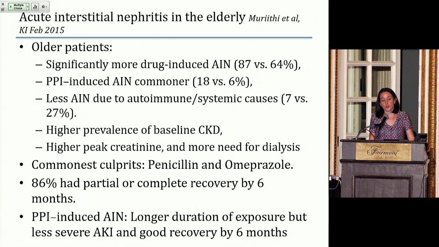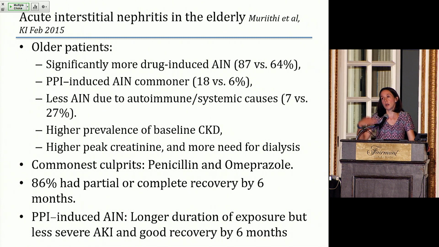And those that had drug-induced interstitial nephritis had a higher prevalence of baseline CKD, developed higher peak creatinine, and had more need for dialysis. The commonest culprits were what we generally see, penicillins and also omeprazole, and 86% of them had a partial or complete recovery by 6 months. But one of the issues was the PPI-induced interstitial nephritis.